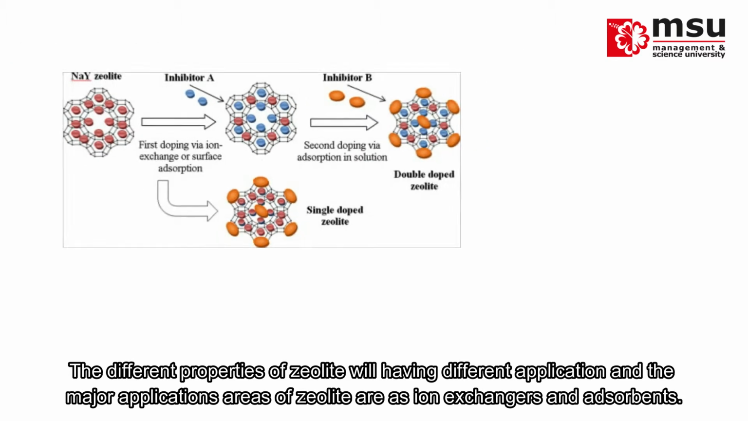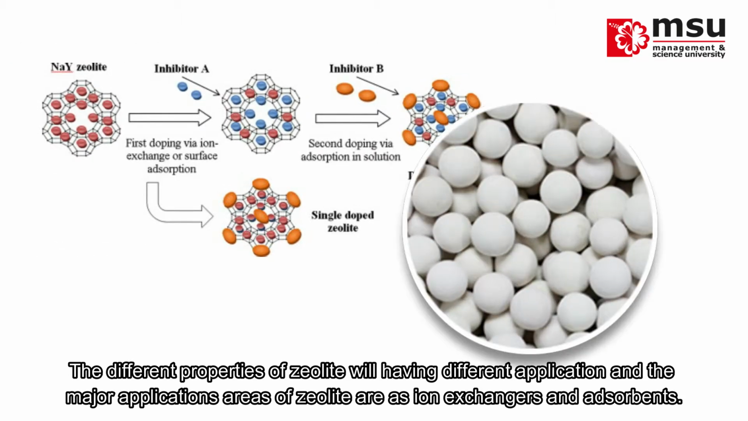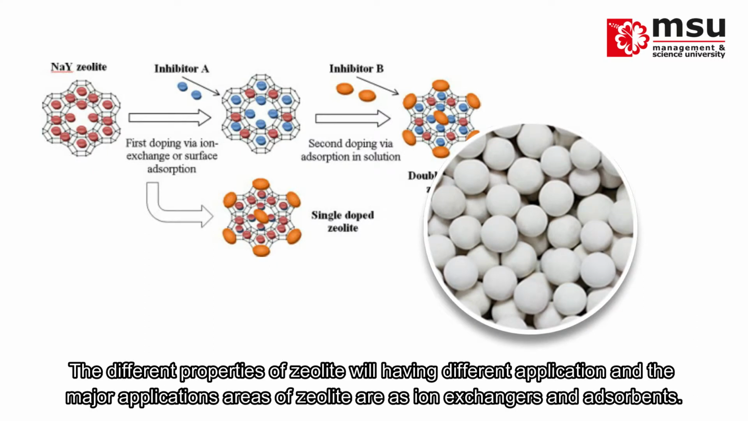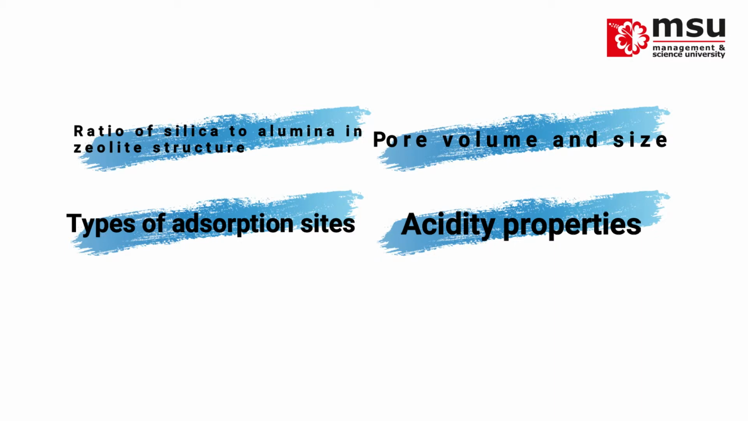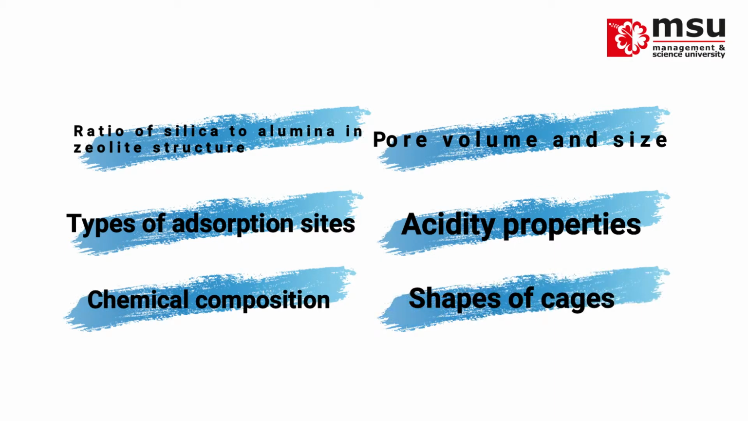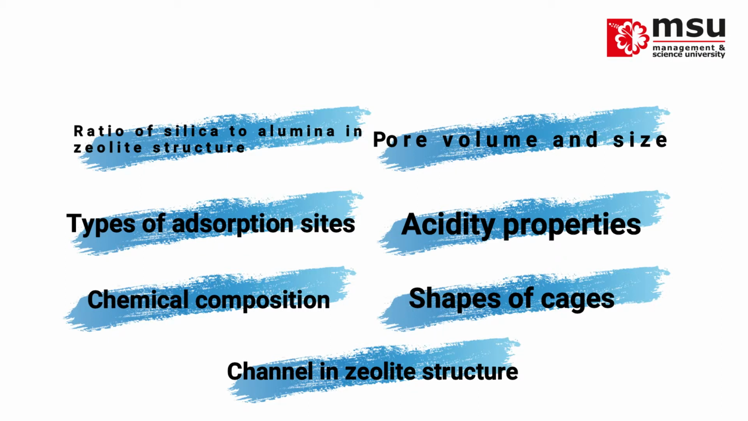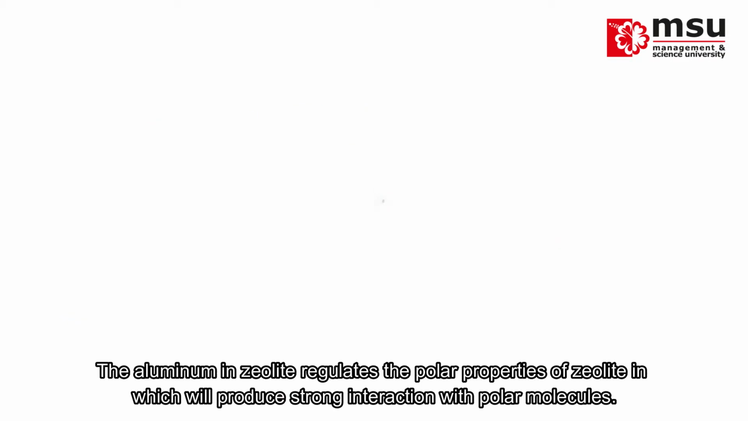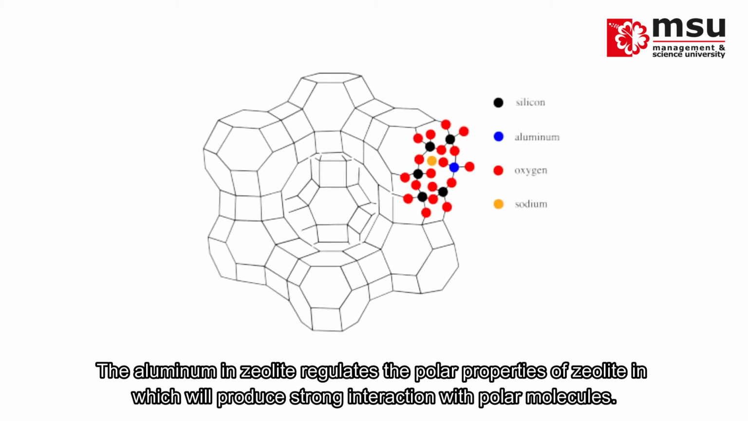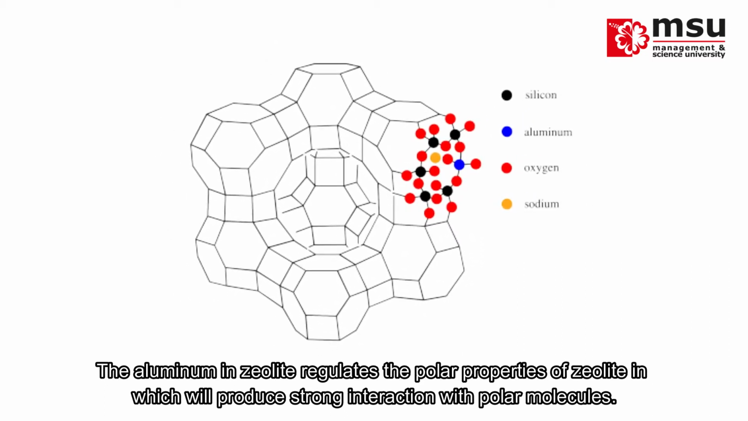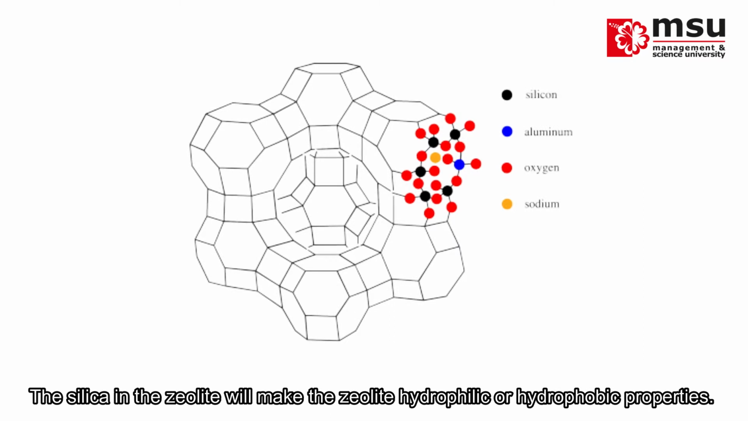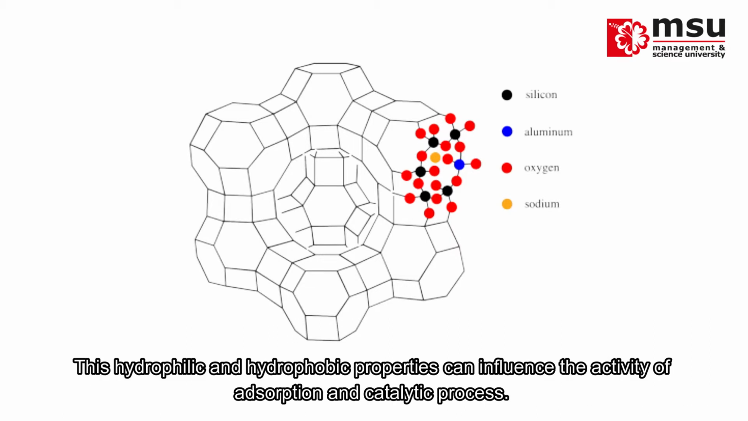The different properties of zeolite lead to different applications, and the major application areas of zeolite are as ion exchangers and adsorbents. The ratio of silica to alumina in zeolite structures, pore volume and size, types of adsorption sites, acidity properties, chemical composition, and shape of cages and channels in zeolite structures are factors which contribute to variation in zeolite adsorption properties. The aluminum in zeolite regulates its polar properties, which produce strong interaction with polar molecules. The silica in the zeolite makes it hydrophilic or hydrophobic. These hydrophilic and hydrophobic properties can influence the activity of adsorption and catalytic processes.